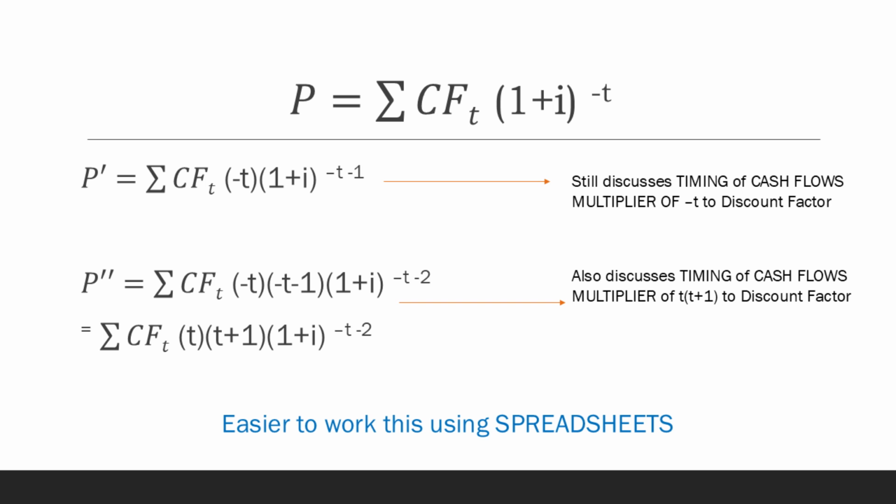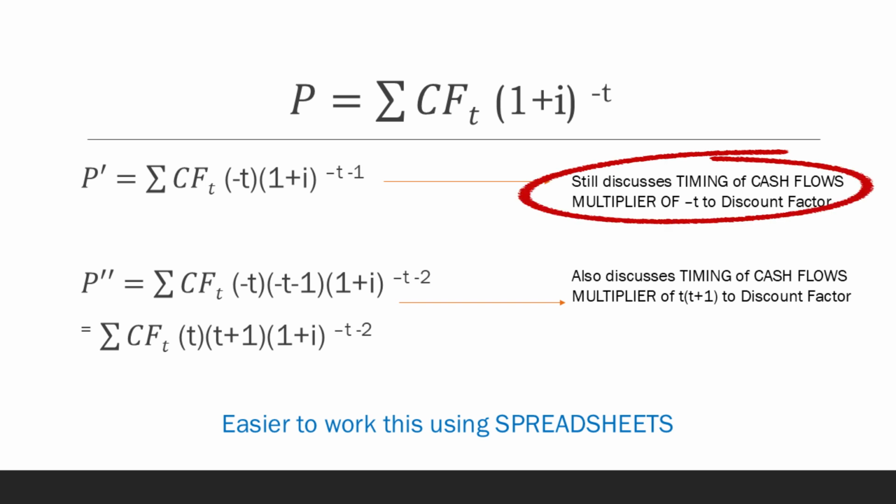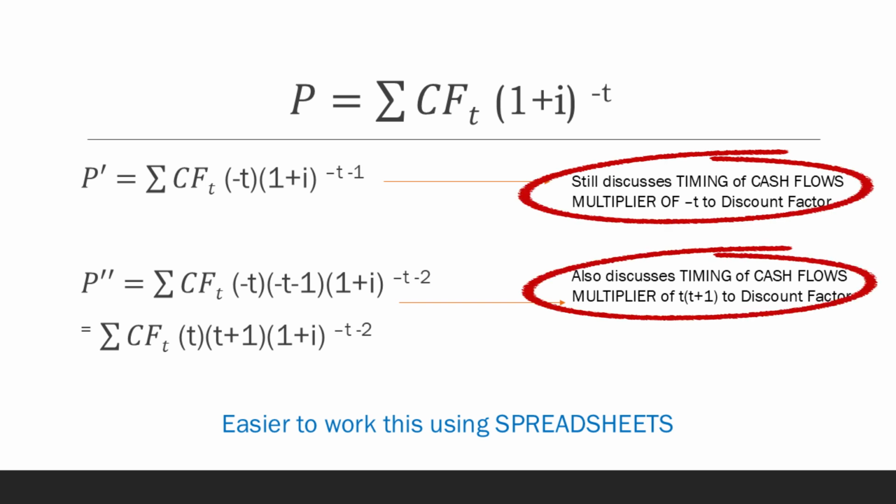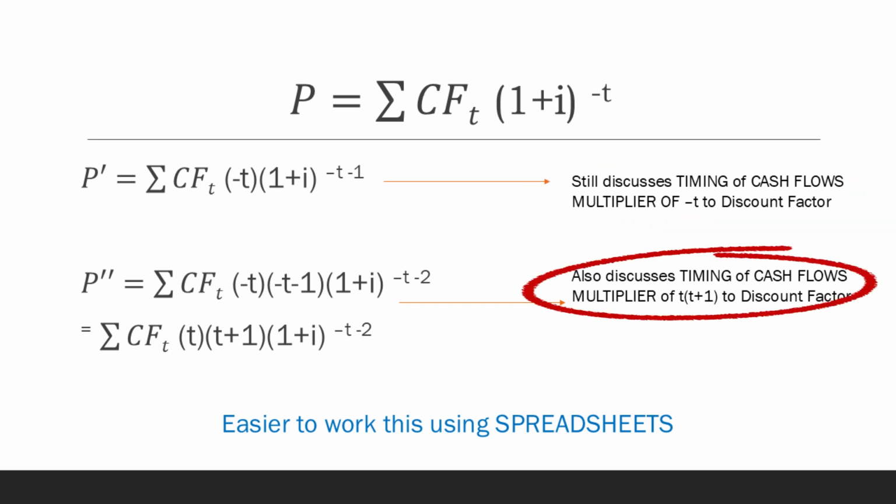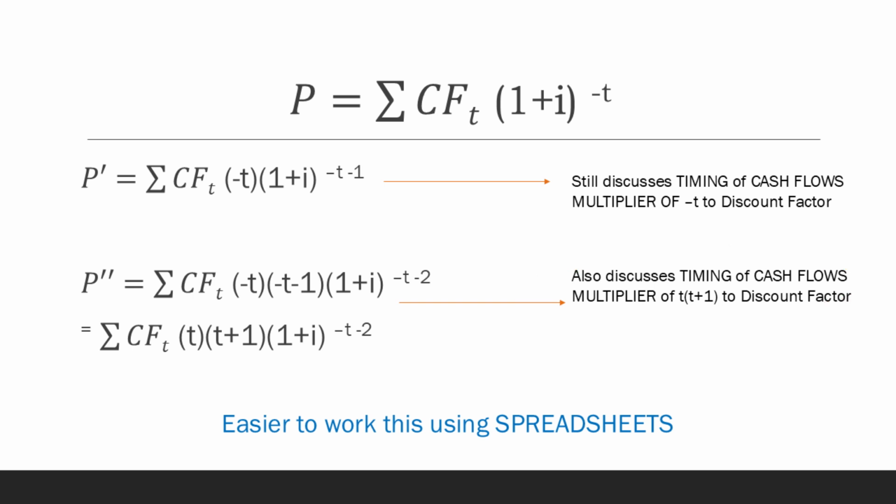So they still talk about the timing of the cash flows, and for the first derivative, the multiplier will be negative t, and for the second derivative, the multiplier will always be t times t plus 1. But don't forget the (1 + i) raised to the power negative 1 for the first derivative, and (1 + i) raised to the power negative 2 for the second derivative. This is actually easier to work with using spreadsheets.